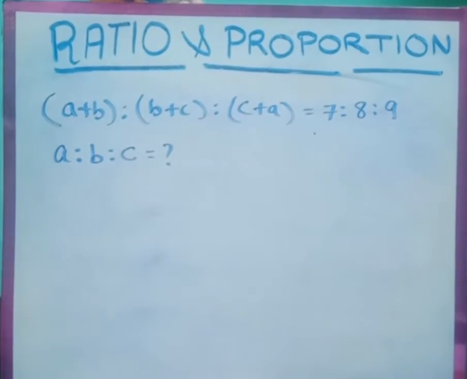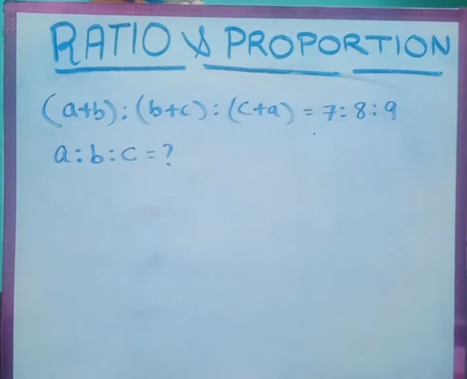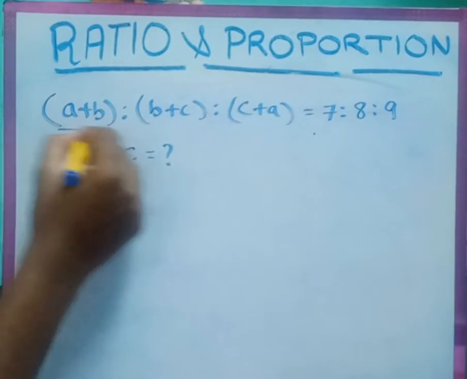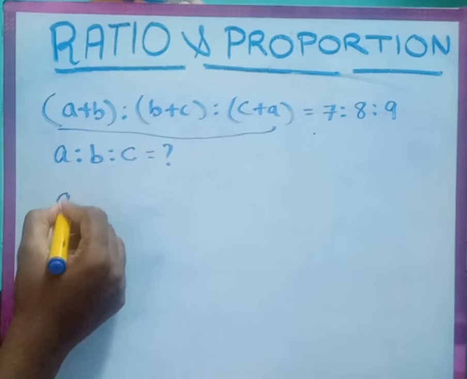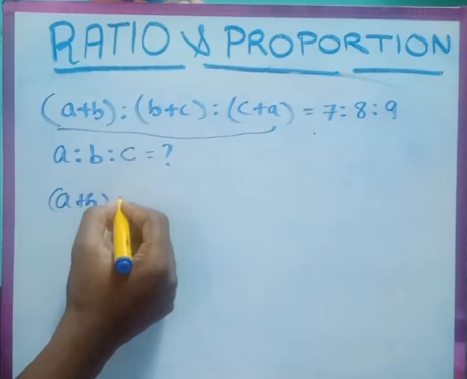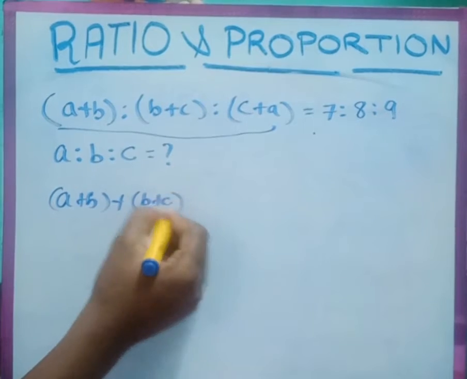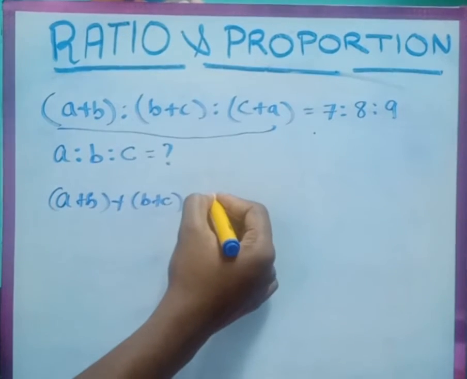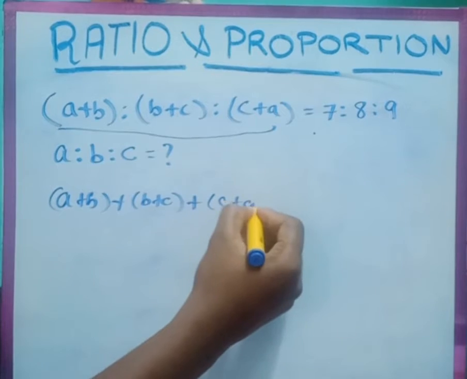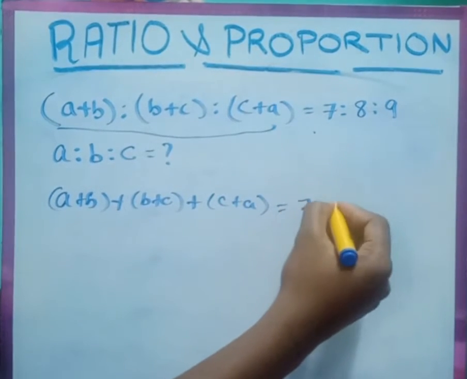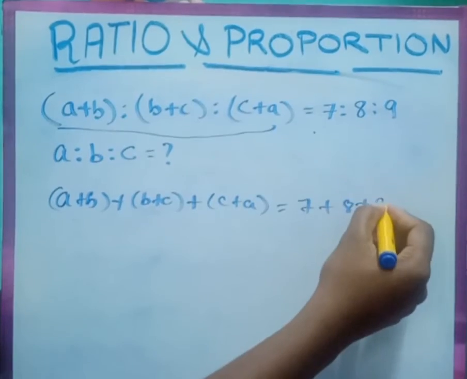So now what we can do, guys, if we simply add these ratios together, definitely we will be able to find A plus B plus C. Once we find A plus B plus C, we can easily substitute those values in these ratios and get the answer. Let me show how we can do it. If we add these ratios together, like A plus B plus B plus C plus C plus A equals 7 plus 8 plus 9, right guys?